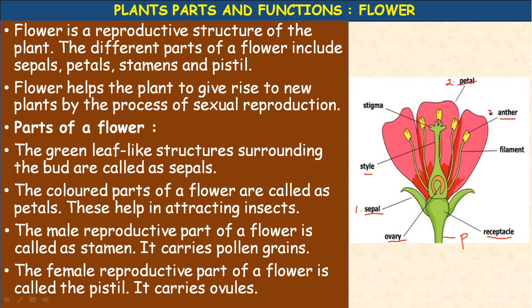So this androecium includes the male reproductive part, that is anther and filament. This anther and filament together are called stamens. They are called stamen. Okay, all the stamens together are called androecium. So in this particular flower there are 5 stamens. These 5 stamens together are called androecium.